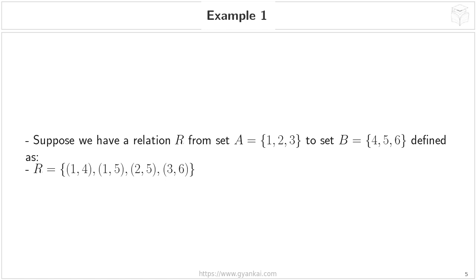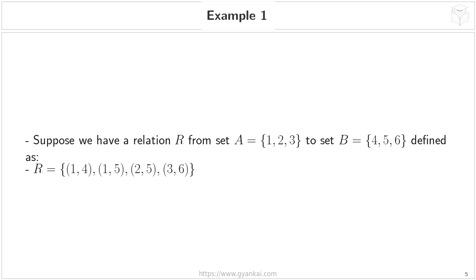Here we have a relation, let's call it R, that connects elements from two sets, A and B. Set A contains the numbers 1, 2, and 3, and set B contains the numbers 4, 5, and 6. The relation R is defined as a set of ordered pairs: (1, 4), (1, 5), (2, 5), and (3, 6). Remember, an ordered pair simply shows a connection between an element from set A and an element from set B.